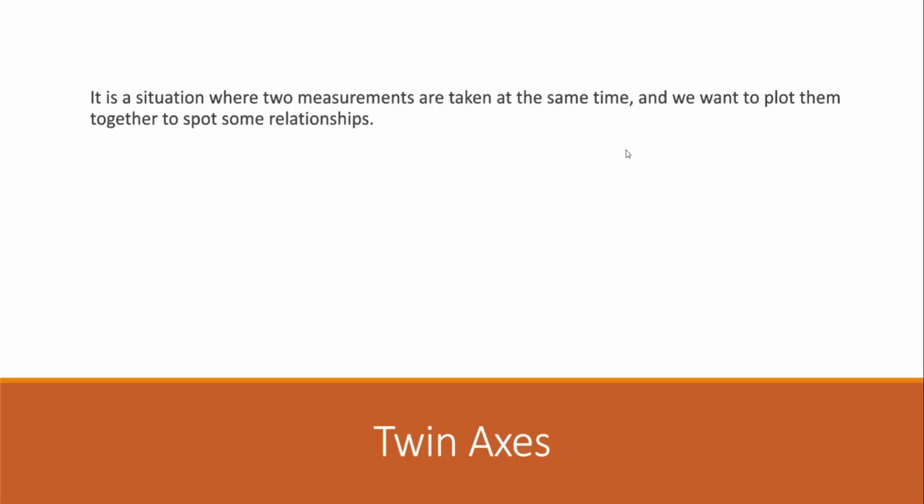So in the previous modules, we plotted one set of data on the plot, but in some cases, we may need to plot two sets of data on the same plot. In particular, this is the case when there are two data sets for the same x variable or for the same y variable. In other words, it is a situation where two measurements are taken at the same time and we want to plot them together to support some relationship. In these cases, we need twin axes. To create a plot with dual axes, Matplotlib provides two functions, which are the twinx function and the twiny function.